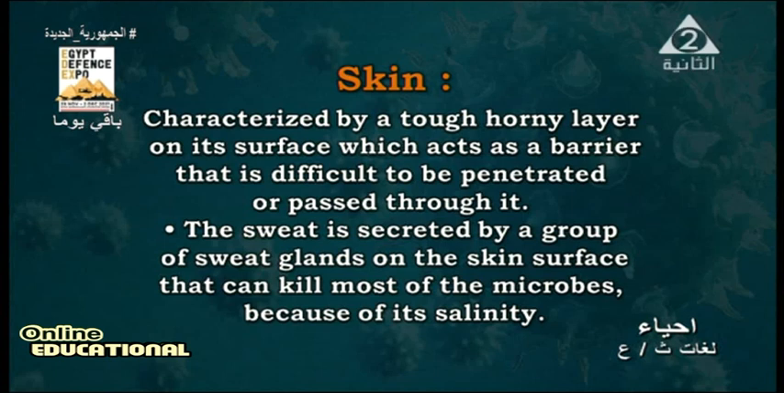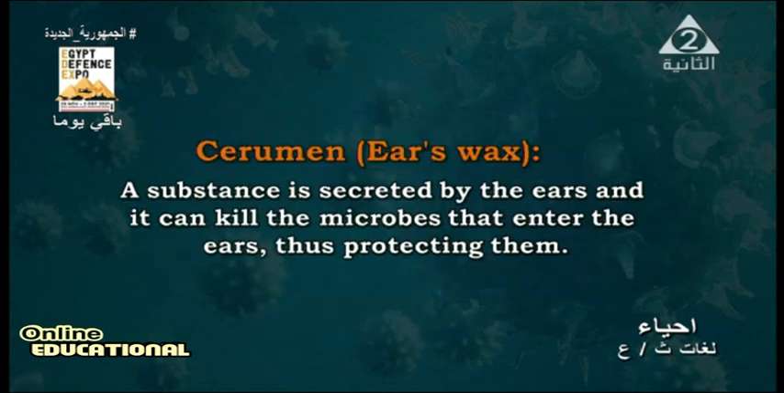The sweat is secreted by a group of sweat glands on the skin surface and can kill most microbes because of its salinity. Salinity means increased salt. What is ear wax? Ear wax, or cerumen, is a substance secreted by the ear that can kill microbes that enter the ears and protect the ears from infection.